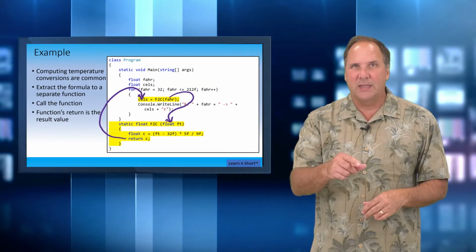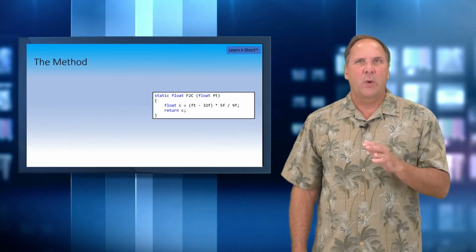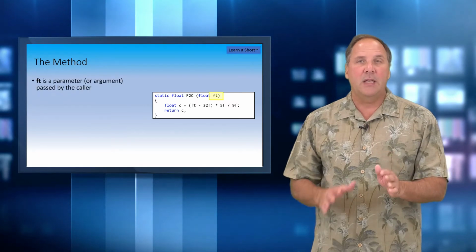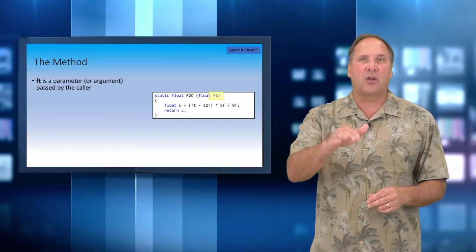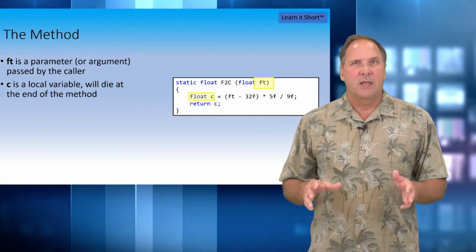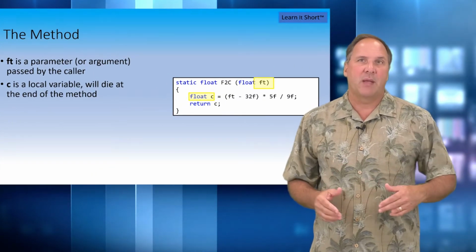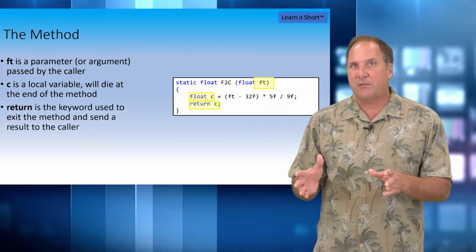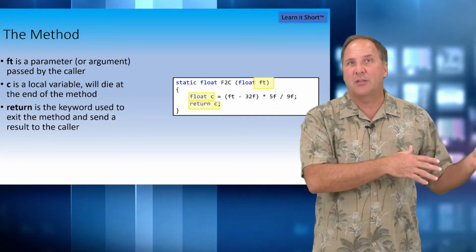Now, drilling down into the method, we call F a parameter or argument. It is passed in by the caller. C is a local variable that's only visible while the method is executing, and the return keyword specifies what should be sent back to the caller.